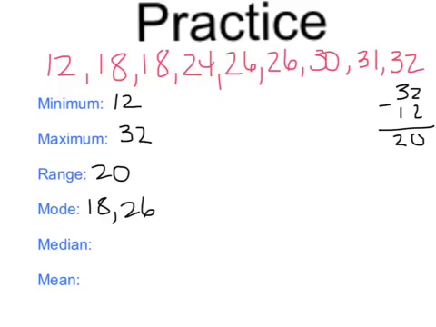The median is the very middle number. Since this is an odd number of numbers, we know that we can just count from the outside until we get to the very middle. So we've got our first 2 numbers, second 2 numbers, third 2 numbers, fourth 2 numbers, and the middle number then is 26. So our median, or the middle number, is 26.